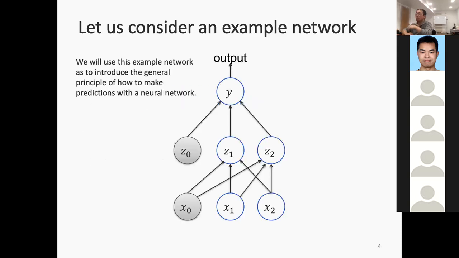Okay, so how to make prediction? We'll use one example network to illustrate. We have this 2-layer neural network, with one hidden layer and one output layer Y. Our input features are x0, x1, x2, and the hidden layer consists of z0, z1, z2. The dashed nodes, x0 and z0, are just the constant feature 1. Don't be confused, because we introduce them just to introduce the bias parameter.